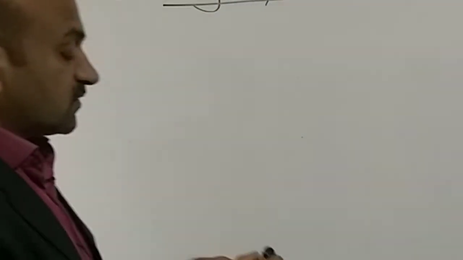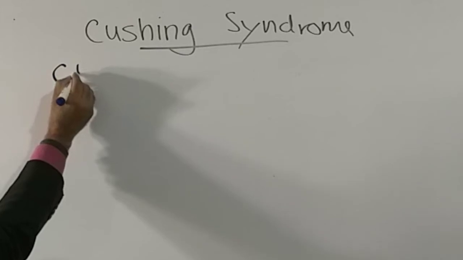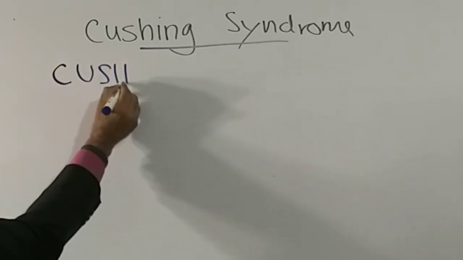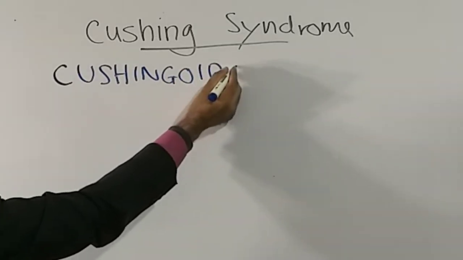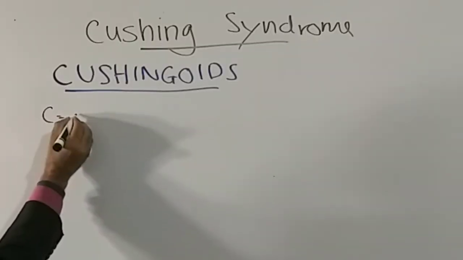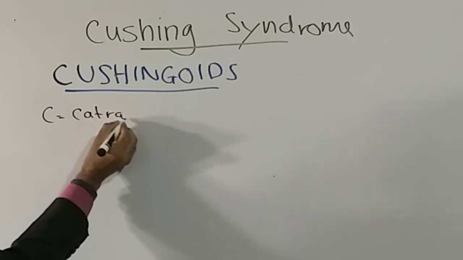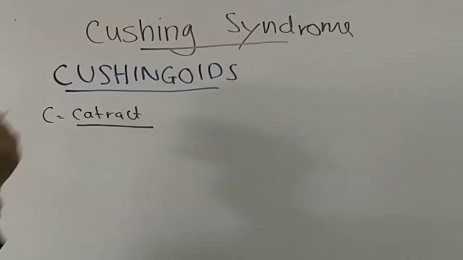We can remember these signs and symptoms with a mnemonic: Cushingoid. So what is C? C is cataract. Patients who are suffering from Cushing syndrome develop cataract earlier than others. U is ulcer.